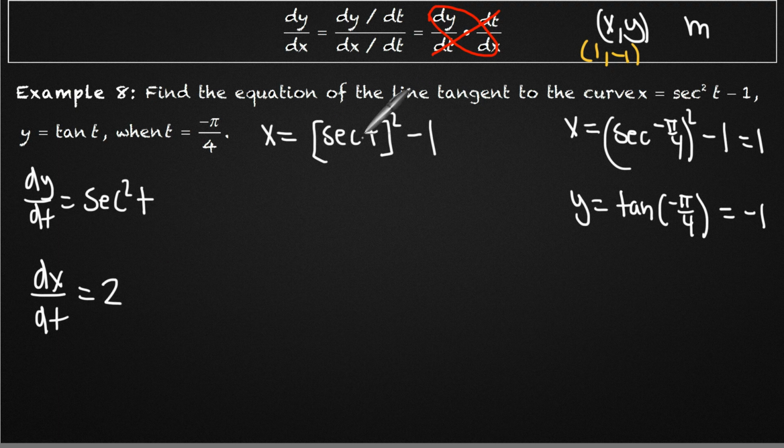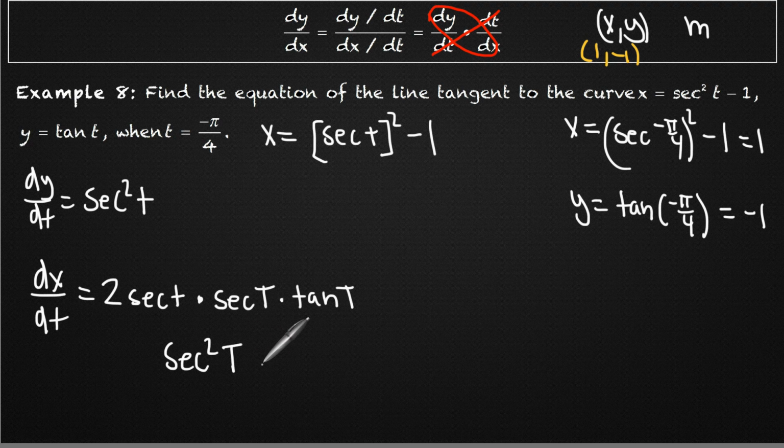So we're going to take the 2, bring it in front of this. We're going to leave the secant of t alone. We're going to drop the power down, and then we're going to multiply by the derivative of secant, which is secant of t tangent of t. All right, so that's our dx/dt. So now we are going to take dy/dt, which is secant squared of t, and we are going to multiply by the flip of dx/dt, which is 1 over, and secant times secant is secant squared, so 2 secant squared t times tangent of t.